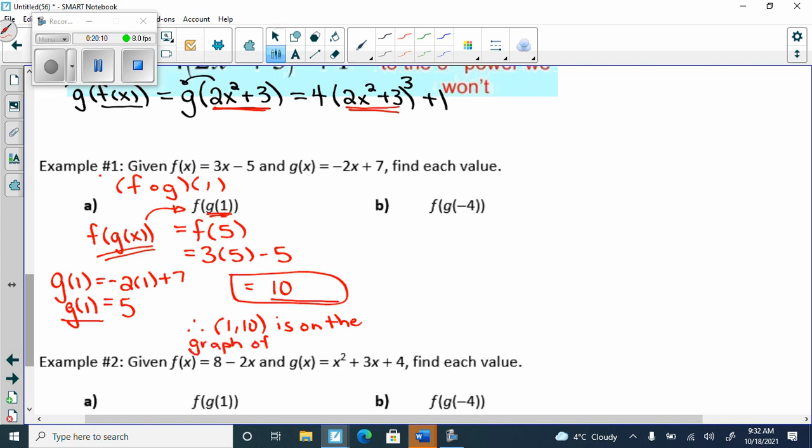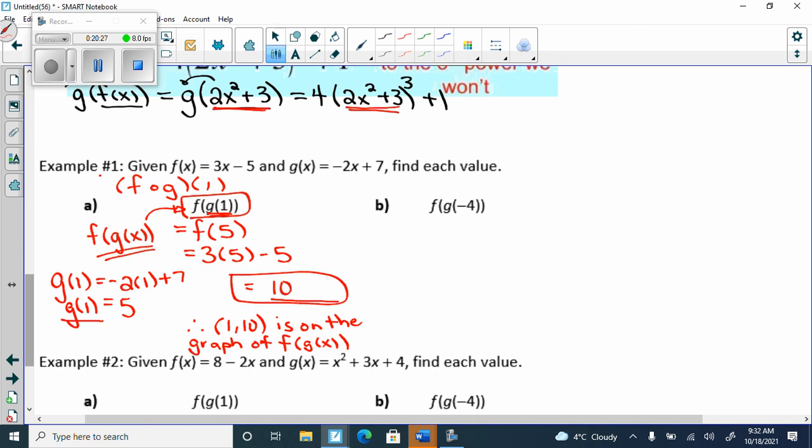We go back up here and just put an x in it, right? f of g of x. And what is composition of a function? It's just literally taking one function and plugging it in for the x of the other function. Boom, get an answer. That's it.